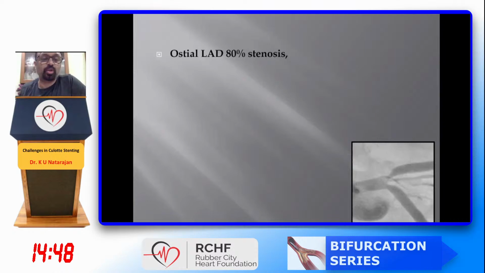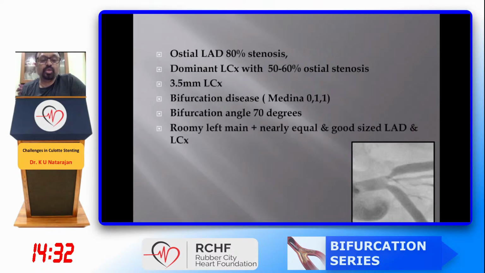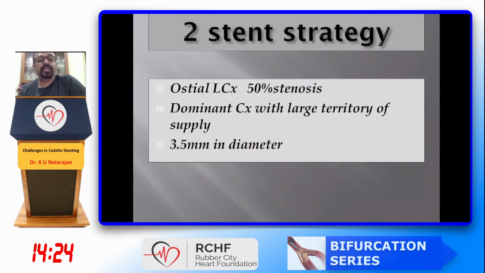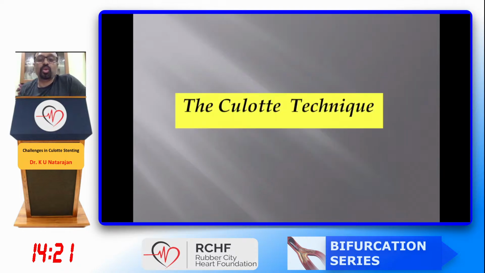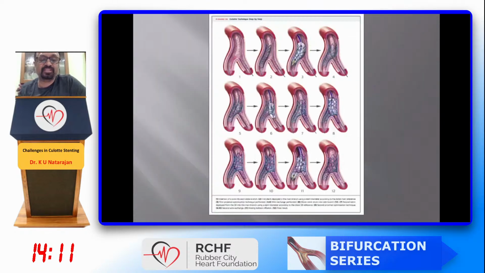So here is a patient who has an ostial LAD 80% stenosis, a dominant circumflex with a 50 to 60% ostial stenosis, as you can see in this frozen image, a 3.5 millimeter circumflex, Medina 0-1-1, bifurcation angle 70 degrees, roomy left main and nearly equal, good-sized LAD and circumflex. He was taken up for a PCI, and we chose a Culotte technique for the reasons that we have already discussed. The various steps in Culotte have already been discussed in great detail during the course of this session. To save time, I will skip this slide.